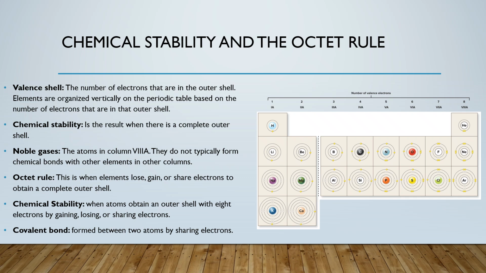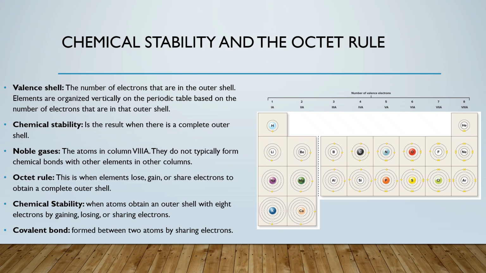Noble gases, or the group of elements in column VIIIA, have a full valence shell. They do not form bonds easily and are chemically stable. The octet rule is where atoms gain, lose, or share electrons to reach 8 in the valence shell. The goal is to achieve chemical stability.